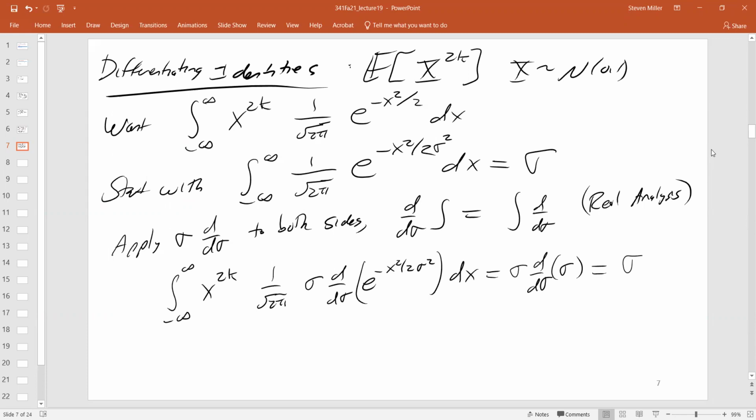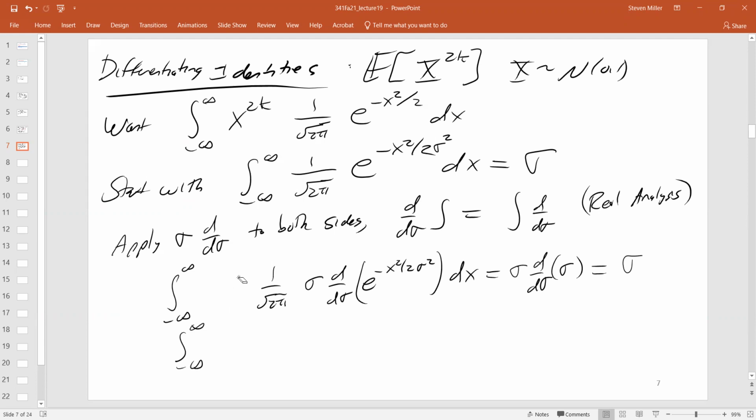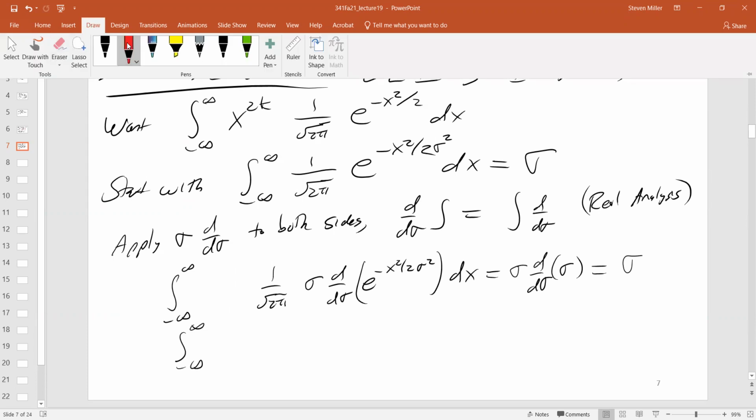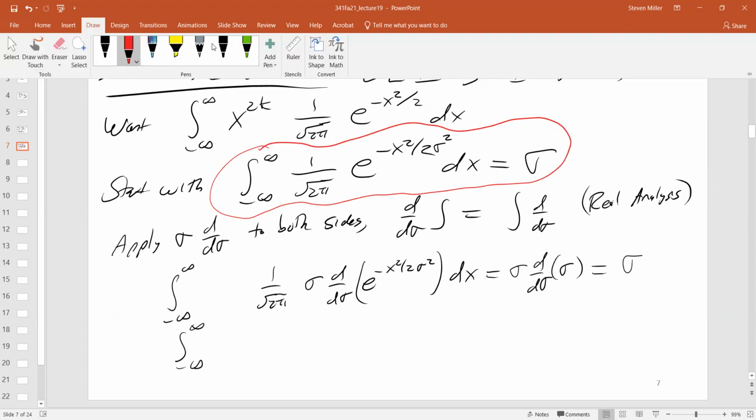So it's going to be the integral from minus infinity to infinity. Oh, sorry, there's no x to the 2k here. My apologies. Because we're starting off with this identity, and so we're applying d by d sigma to this identity.